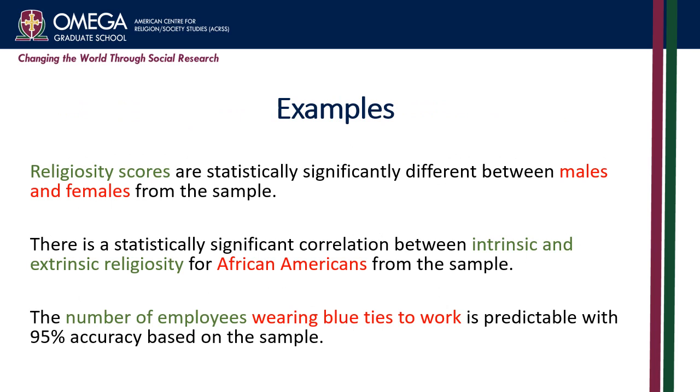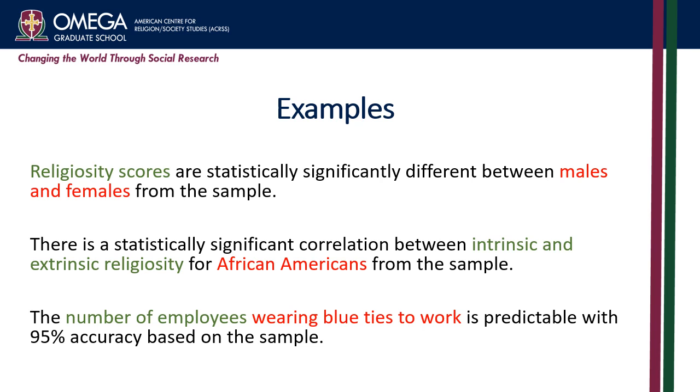Let's look at some examples. These statements would loosely represent alternate hypotheses in formal research. We would actually test against null hypotheses, which we'll talk about later. But for purposes of these examples, let's review these statements. The green text represents a dependent variable, and the red text represents independent variables.